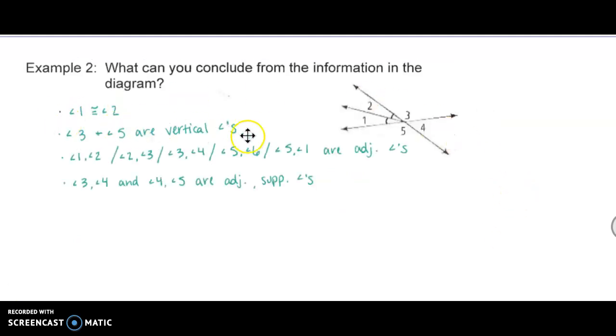Here's everything you can conclude. 1 and 2 are congruent because they have that marking, those little arcs. That means those angles are congruent. You can assume that 3 and 5 are also congruent. They are vertical angles. And then you have a bunch of these adjacent angles, here's all these different pairs. And also you can assume adjacent supplementary angles, like 3 and 4. So those are all the things that you can conclude. Again, if you want, pause it here to look these over.